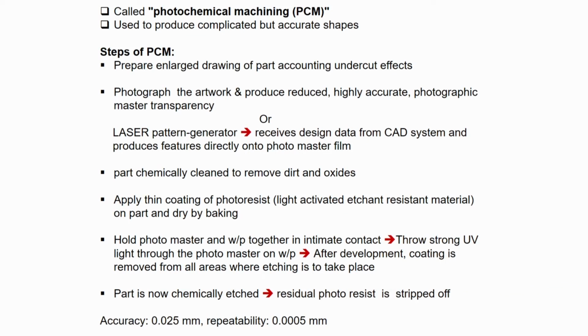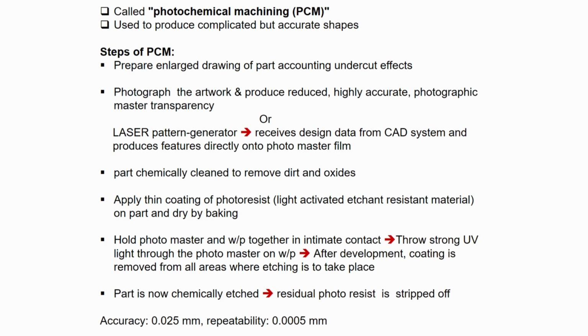Initially, a very enlarged view of the part is generated. After considering the undercut, generally one artist makes the enlarged view of the part. After that, whatever artwork is produced is photographically reduced to the original size, and a highly accurate photographic master transparency is generated. Or you can make the master transparency, the master film, by a laser pattern generator.